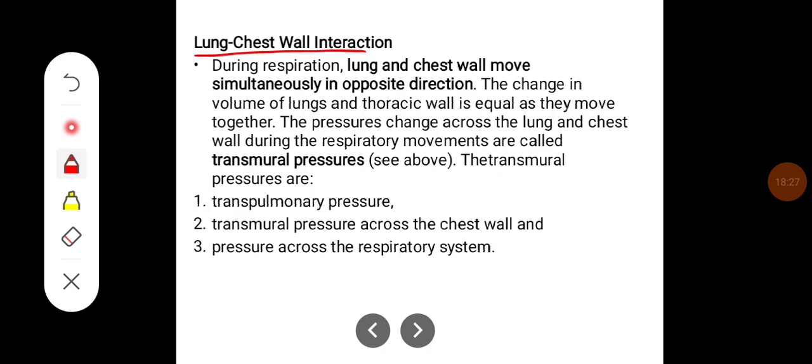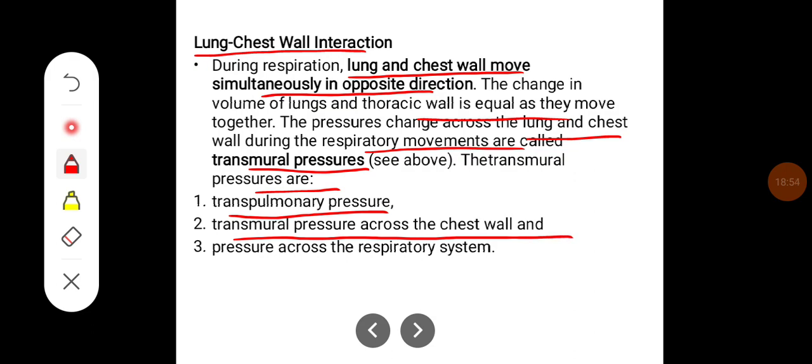Lung chest wall interaction. During inspiration, lung and chest wall move simultaneously in opposite directions. The change in the volume of the lungs and thoracic wall is equal as they move together. The pressure changes across the lung and chest wall during respiratory movement are called transmural pressure. The transmural pressures are transpulmonary pressure, transmural pressure across the chest wall, and pressure across the respiratory system.